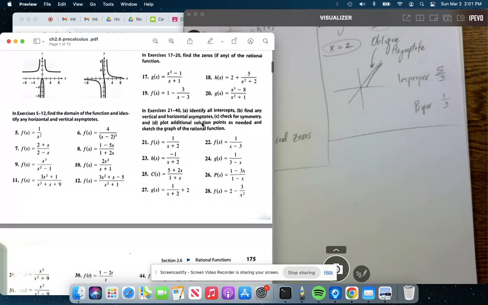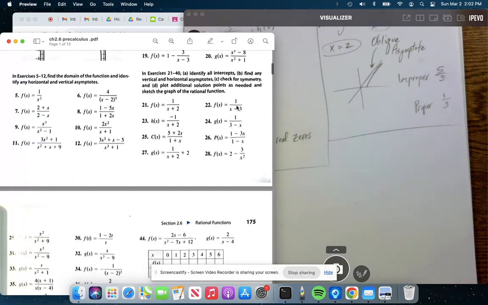So this one, we're doing everything. Identify all the intercepts, that's the x and y's. Find any vertical and horizontal asymptotes. Check for symmetry. We haven't done that yet. Remember, we can check symmetry by plugging in negative x and seeing what the outcome is. And D, plot additional solution points as needed and sketch the graph. So the idea here is to try to do this by hand. So let's look at number 22.